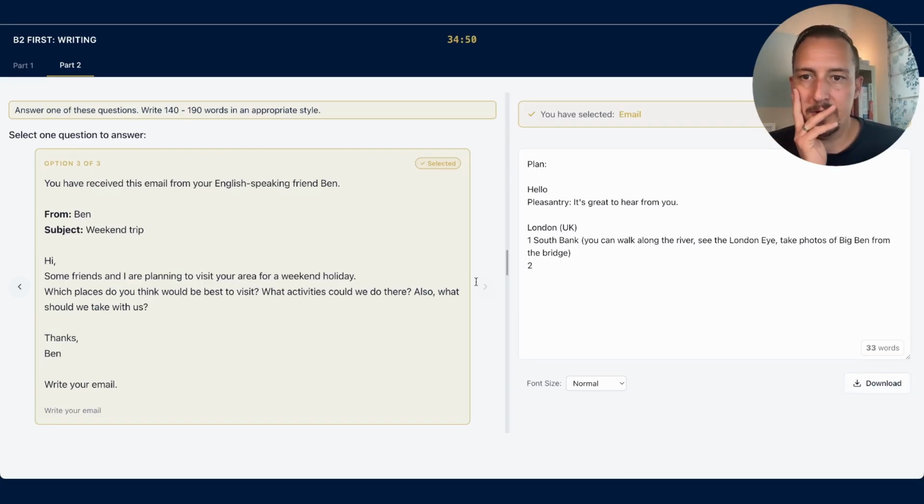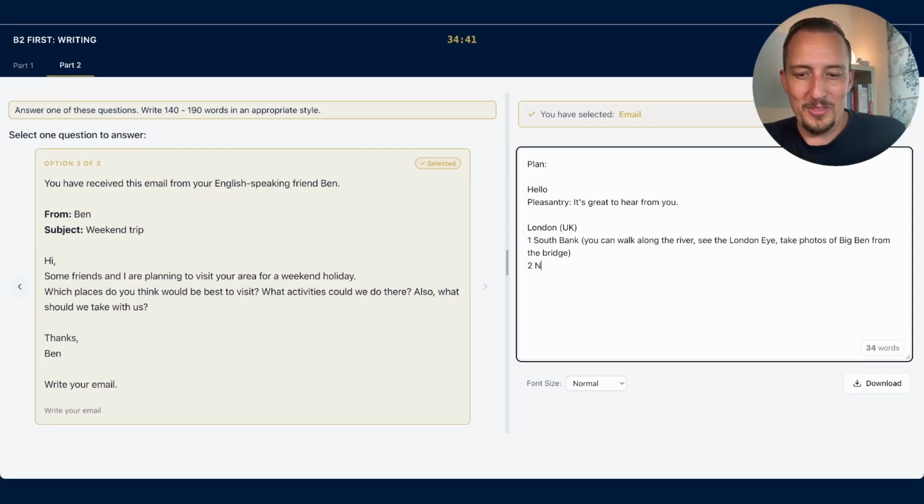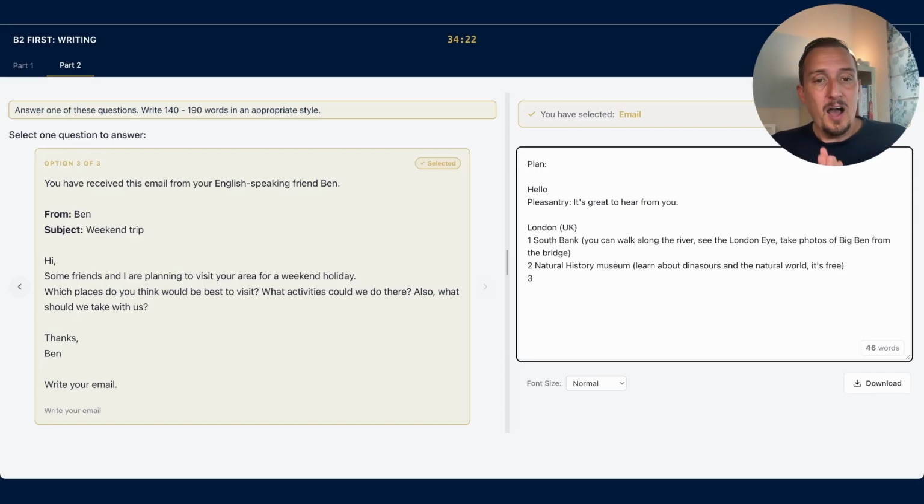Next we have got, what can we have next in London? What about a museum? Should we go for a museum? Let's go for the Natural History Museum. What can you do at the Natural History Museum? Learn about dinosaurs and the natural world. Also, it's free as well. So that's another benefit.